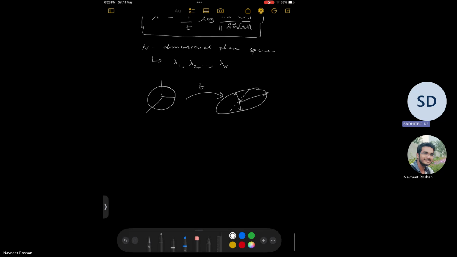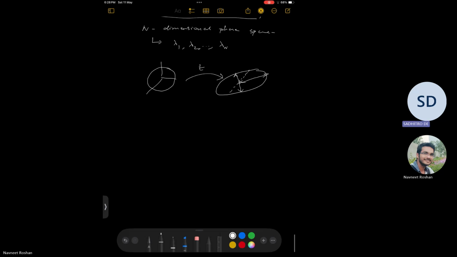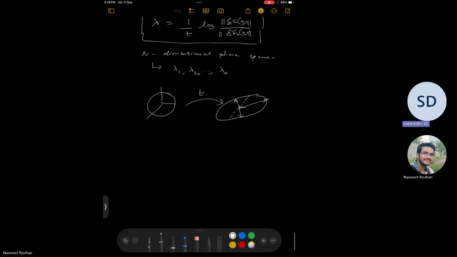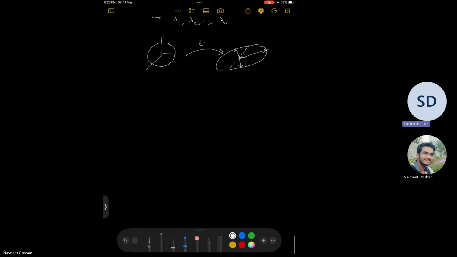And what happens is that the sum of the Lyapunov exponents gives me the rate of expansion or contraction of the volume. Okay. Now, why does it do so? It basically follows from the volume contraction hypothesis for the Lorenz equation, which we had seen earlier.